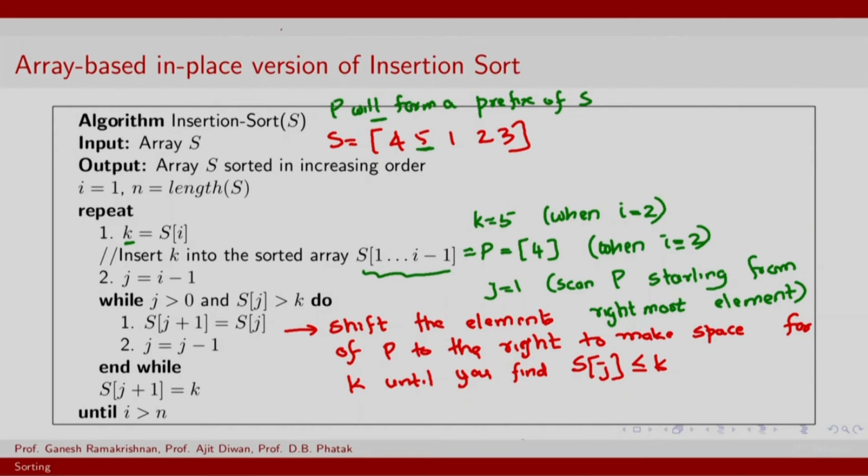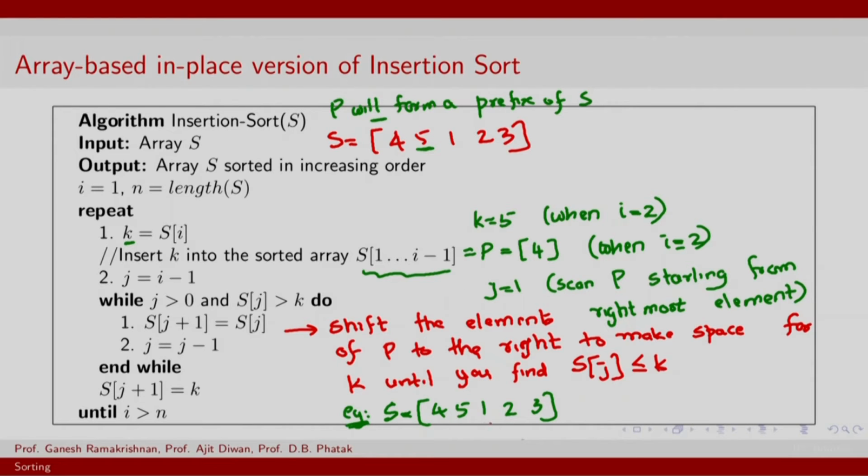So what happens in this case? Again let us see. For j equals 1, I equals 2, you are only interested in the prefix ending at 4, and you find that 5 is already greater than or equal to 4. So in this case you will need no shift. The array S after this iteration will remain 4, 5, 1, 2, 3.